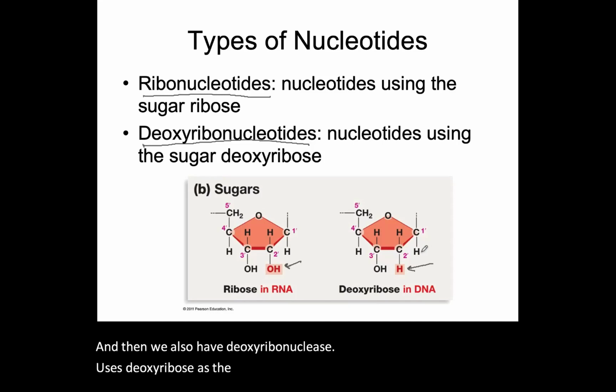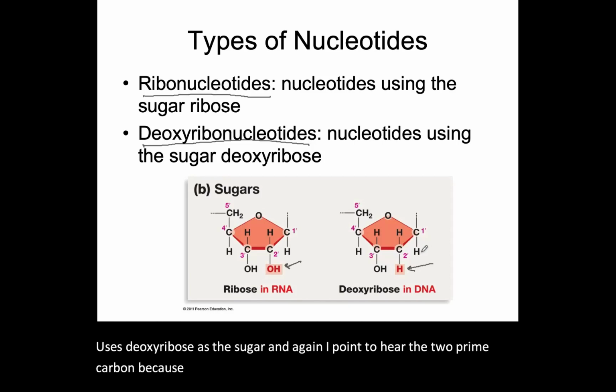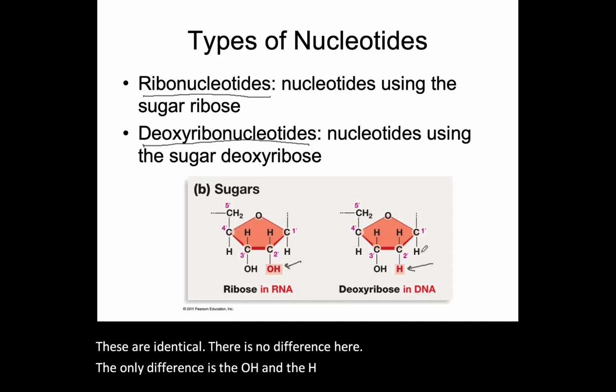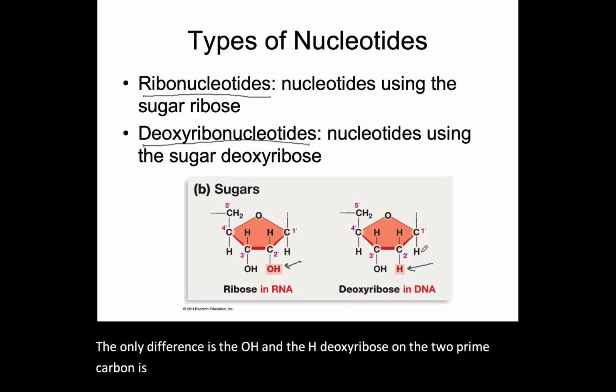And again, I point to the 2' carbon here because this is where the difference is. Other than that, these are identical. There is no difference here. The only difference is the OH and the H. Deoxyribose on the 2' carbon is lacking in oxygen, as its name implies.